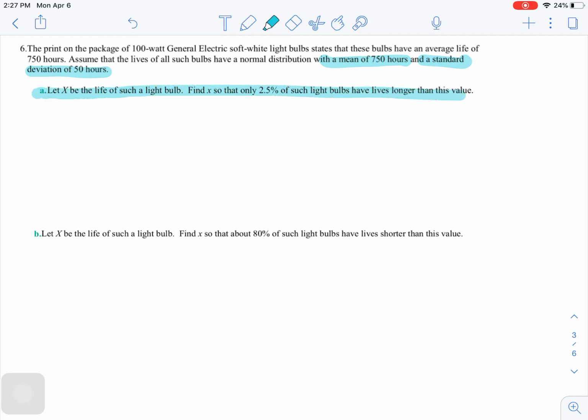So for part A, we want to find the lifetime of a light bulb such that only 2.5% of the bulbs live longer than X. So in other words, we want to find the value of X such that the probability that you live longer than that is 2.5%. 2.5% is 0.025 in decimal form. So we want to find such an X.